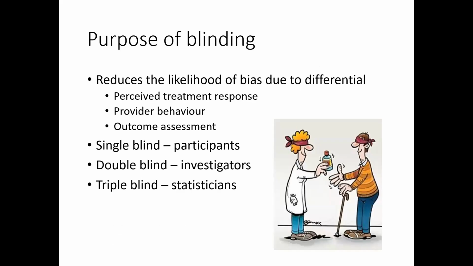So if you can blind, it reduces the likelihood of bias, because obviously if patients know they're receiving the intervention, it will make them feel different. And if you know, you may treat the patients differently. But randomization is always possible. Blinding is not always possible.